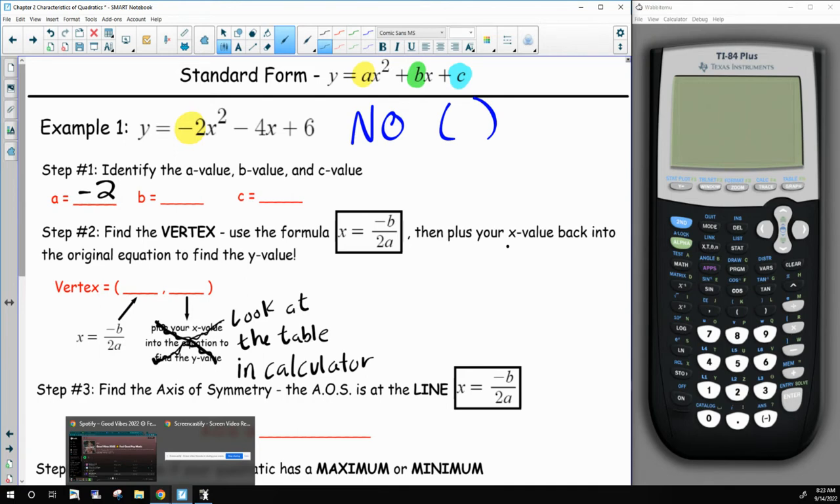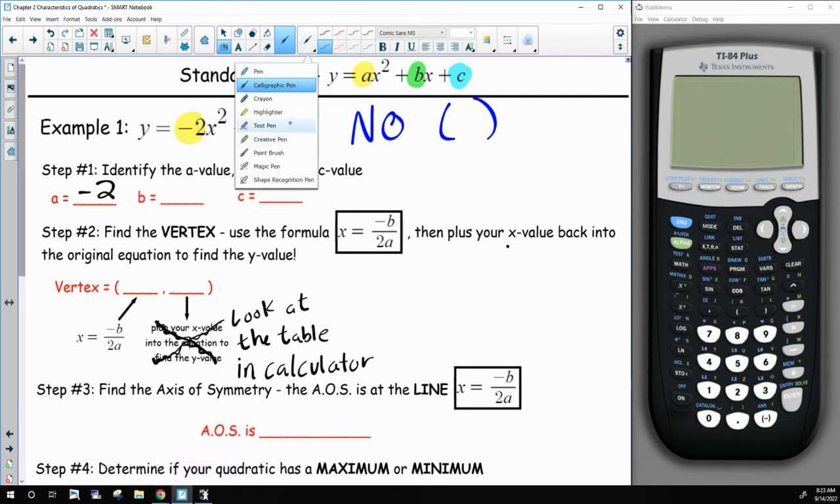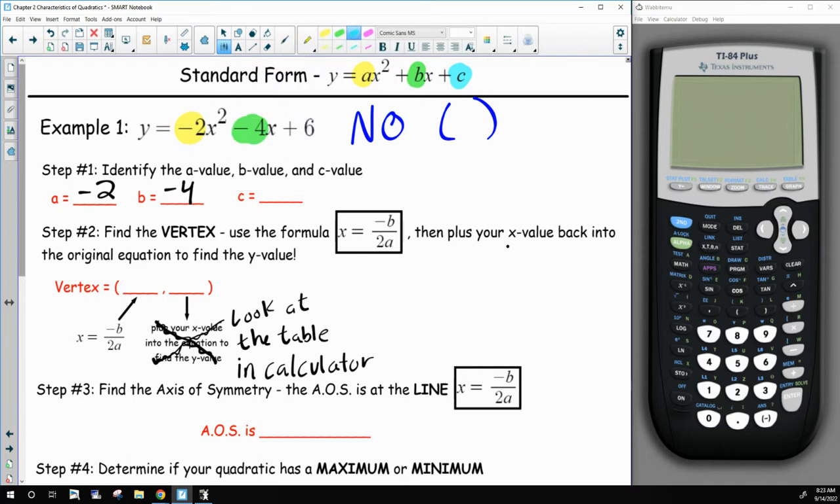Your b value is your next number. It goes right in order, a, b, c. Your b value is the number that is out in front. Don't forget to look at whether that number is positive or negative. This has a minus out front, so it is a -4. That is my b. And last but not least, we have our c value, which is always at the end. I think c for caboose, at the end of a train. That c value is chilling right at the end, attached. So our c value is 6.